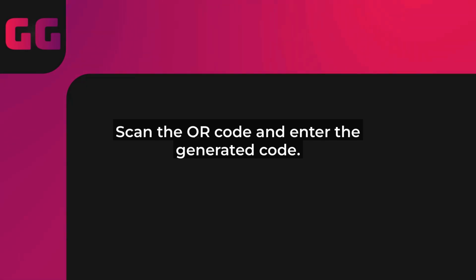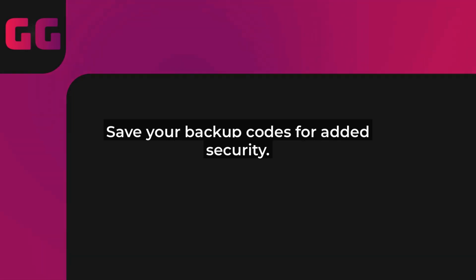Enter that code into the field on Discord, and don't forget to save your backup codes. They're like a safety net if you lose access to your phone. Step 5. Hit Enable or Confirm, and voila! Your 2FA is now active. To test it, try logging out and back in. You'll see that extra code prompt.